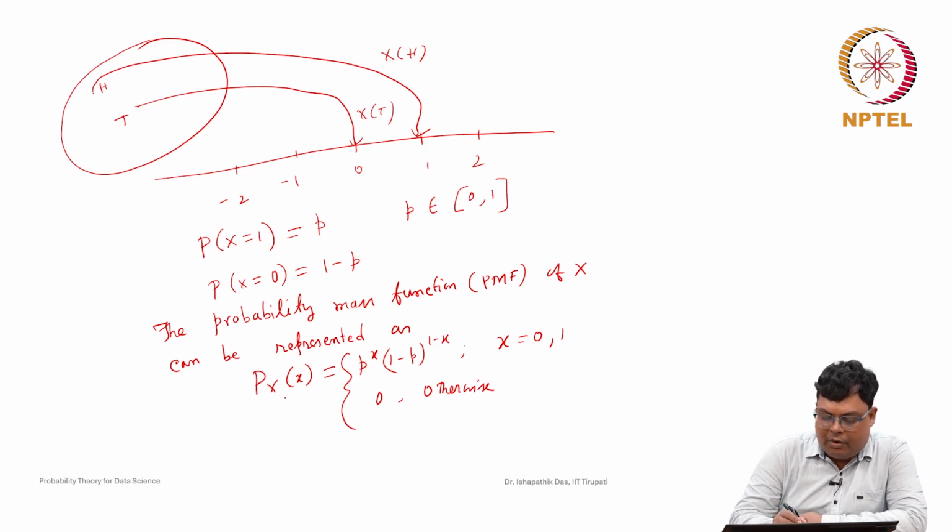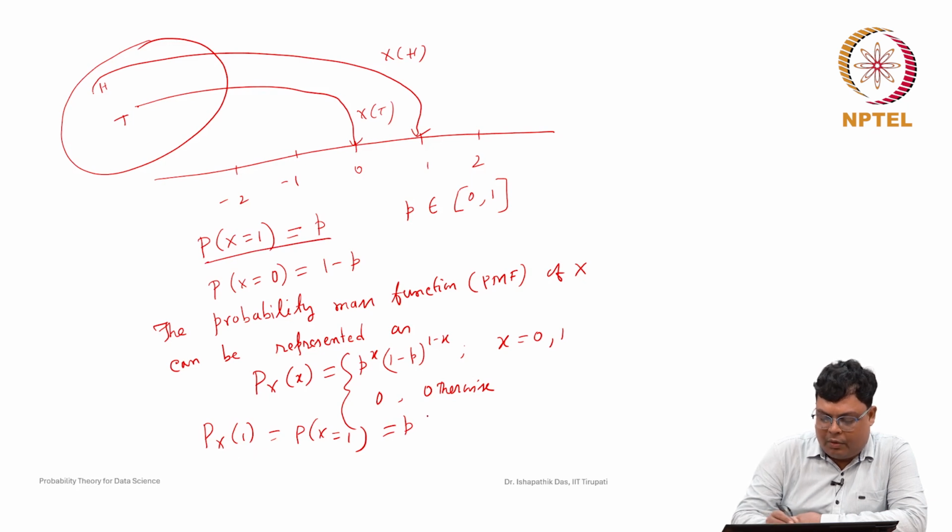See that Px of 1, what is that? It is the probability that x is equal to 1. This is the probability mass function. Now, Px of 1: if you put 1 here, there is p to the power of 1, times 1 minus p to the power of 1 minus 1, which is 0. So, this is nothing but p. That is, the probability of x equal to 1 is equal to p.